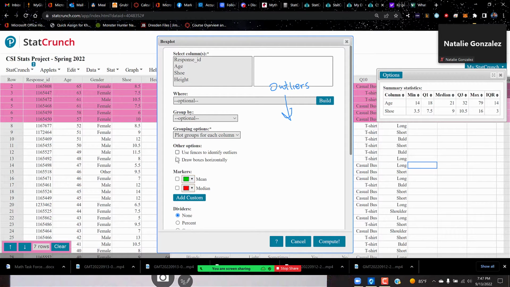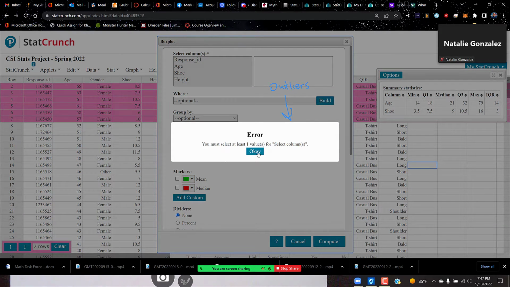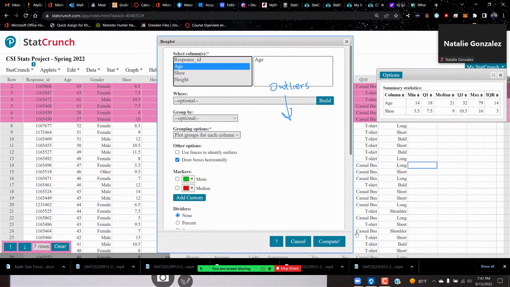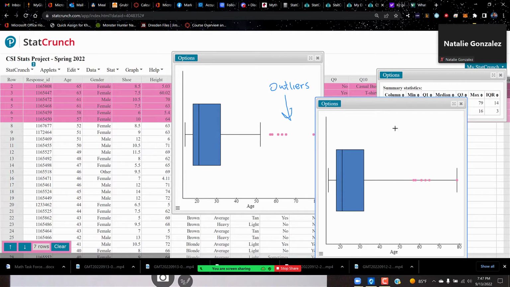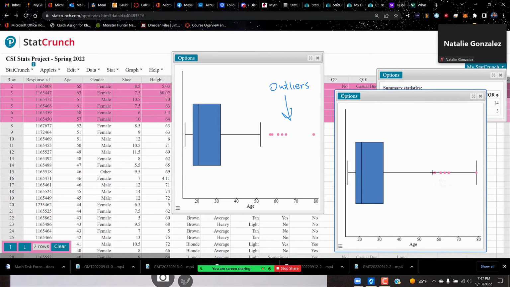If I turn that off and I leave it horizontal, what does it look like? Oh, it's like, pick a column. So here they still show the outliers, but they don't show where the fence is. So they just show the max and the minimum.